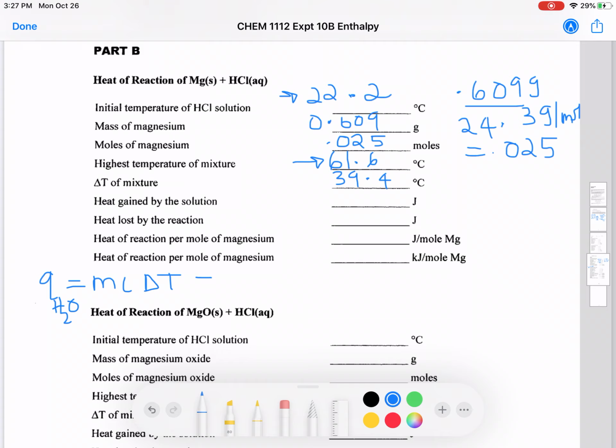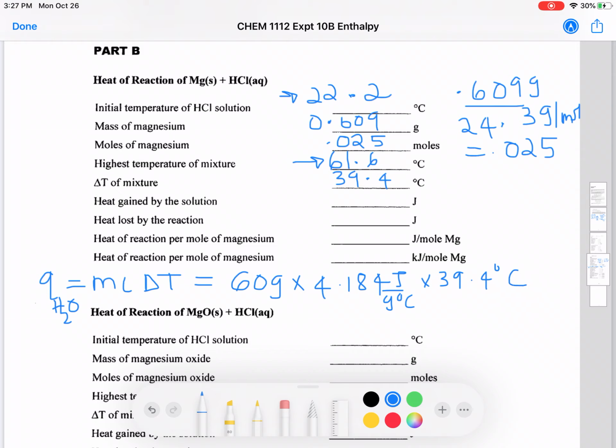Okay. So what is the mass of the hydrochloric acid? We took 60 milliliters. Now 60 milliliters of hydrochloric acid is almost the same amount as the water. Okay, and then the density of the water is 1 gram per milliliter. So milliliters and the mass are going to be the same. Since the density is 1, the mass we can consider as 60 grams. And then the specific heat for water, 4.184 joules per gram per Celsius. And then the delta T, 39.4.